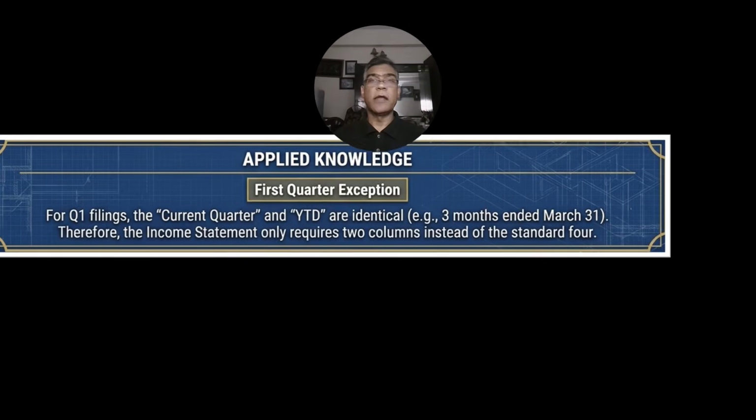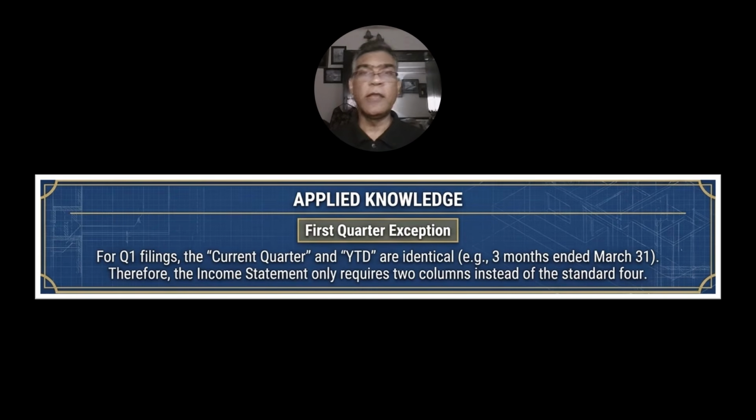Here is the practical insight. The first quarter exception. In a Q1 filing, the current quarter and year to date are the same because both cover the same 3-month period, typically ending March 31st. That means the income statement only needs two columns, current and prior year, instead of the usual four. This simplifies the presentation and highlights how the SEC allows flexibility when reporting periods overlap. Why do you think this exception exists? It is designed to reduce redundancy and streamline earlier reporting while maintaining comparability.